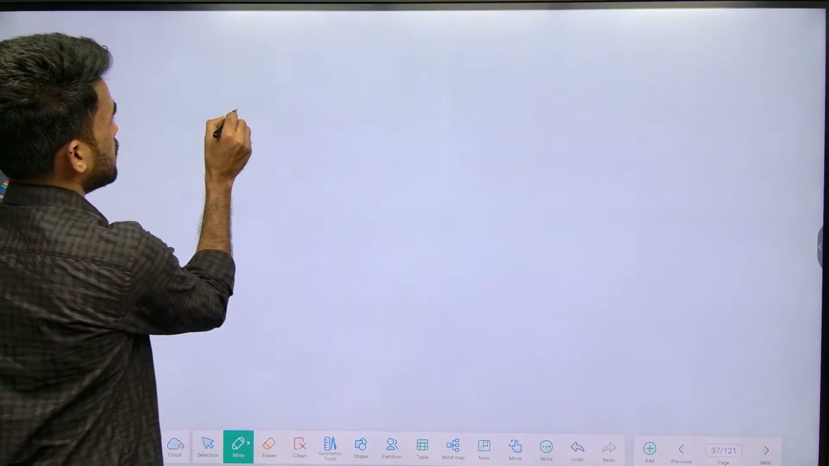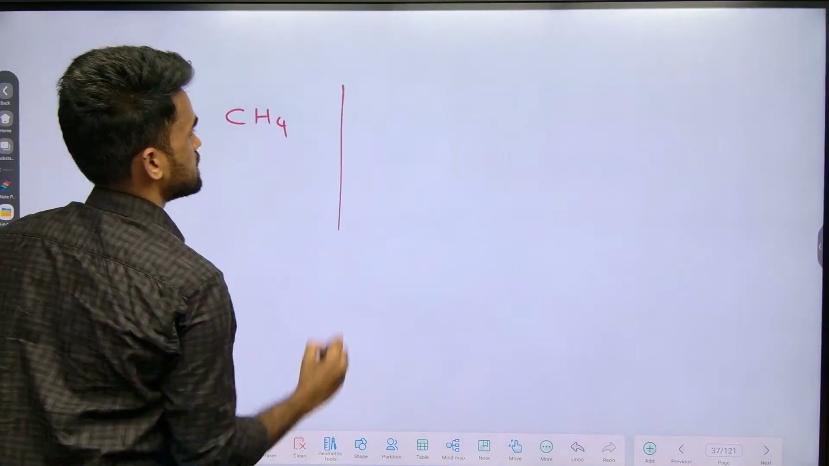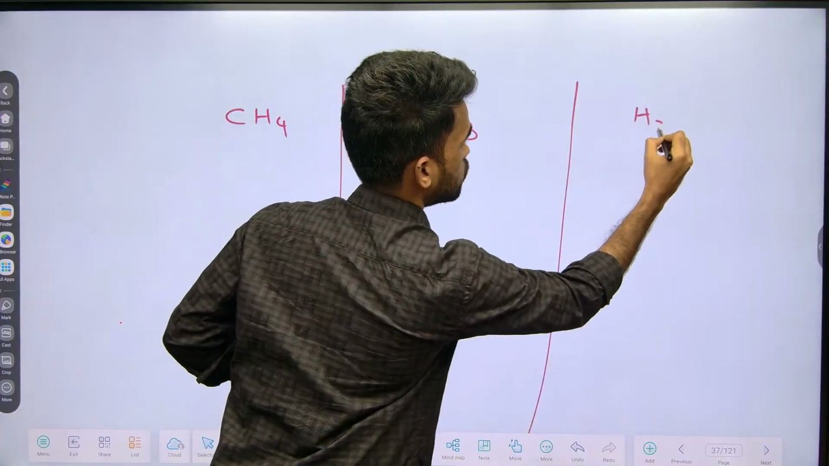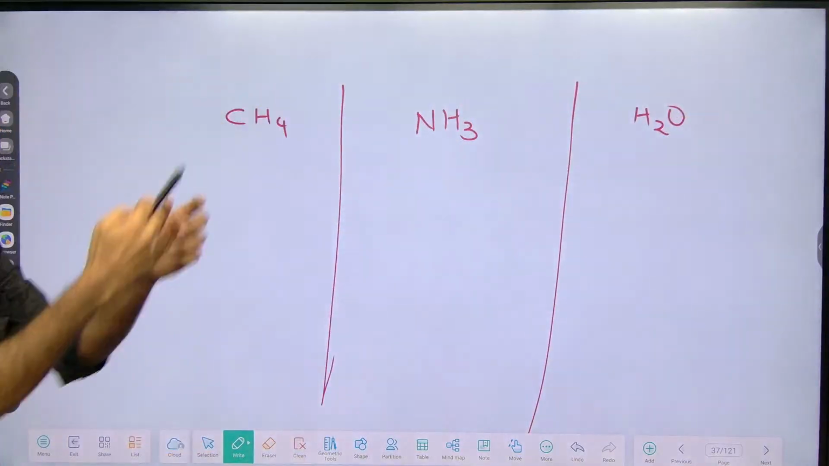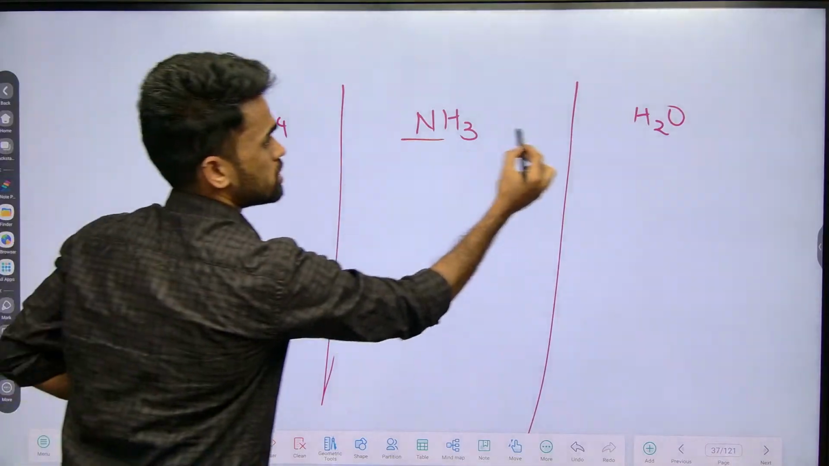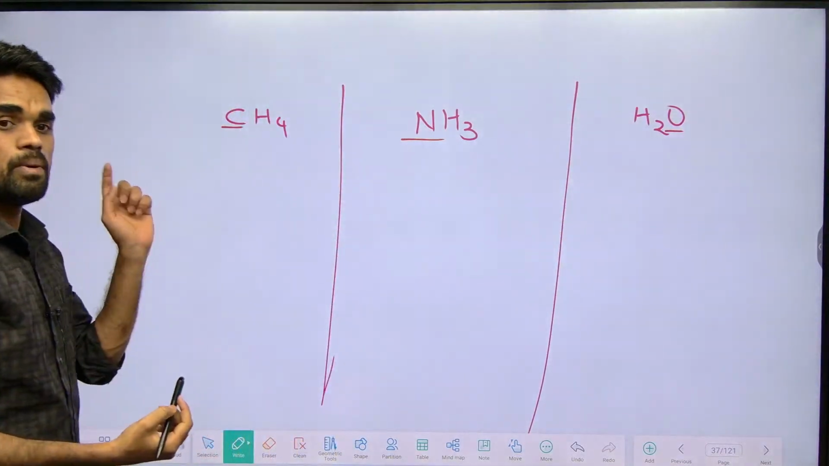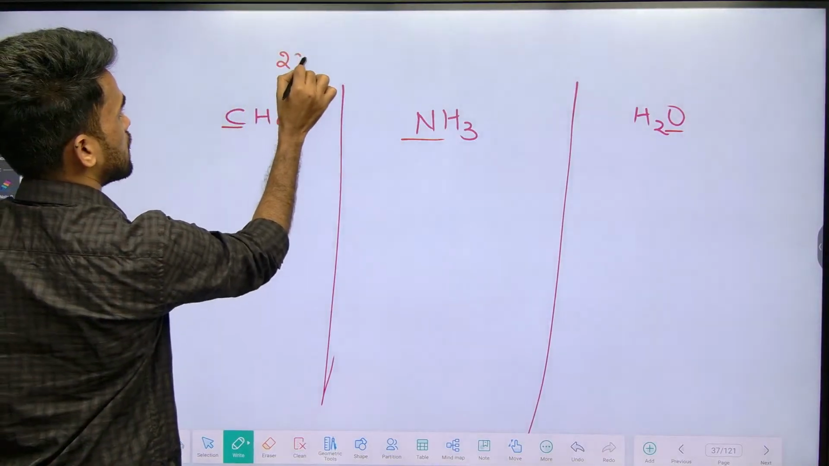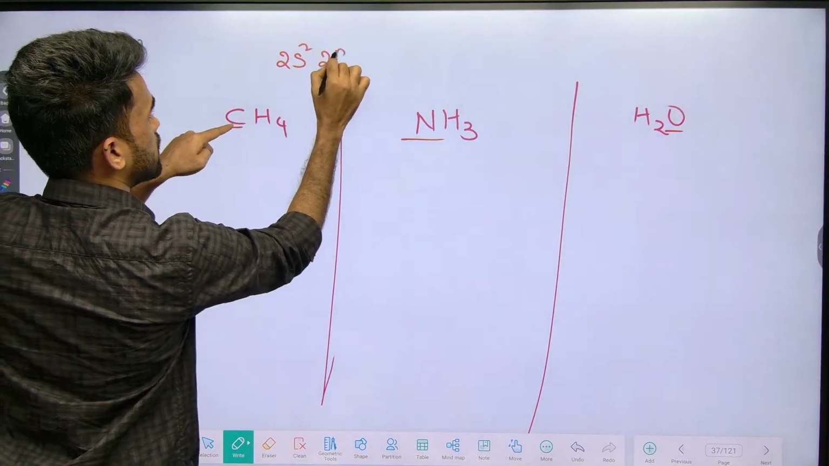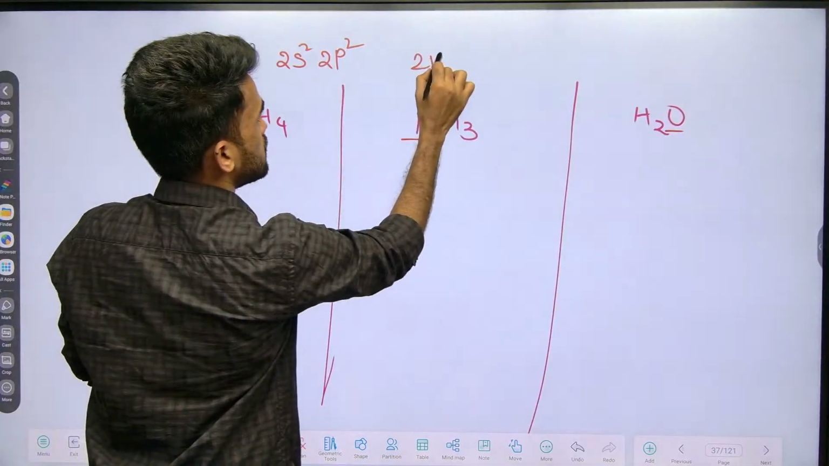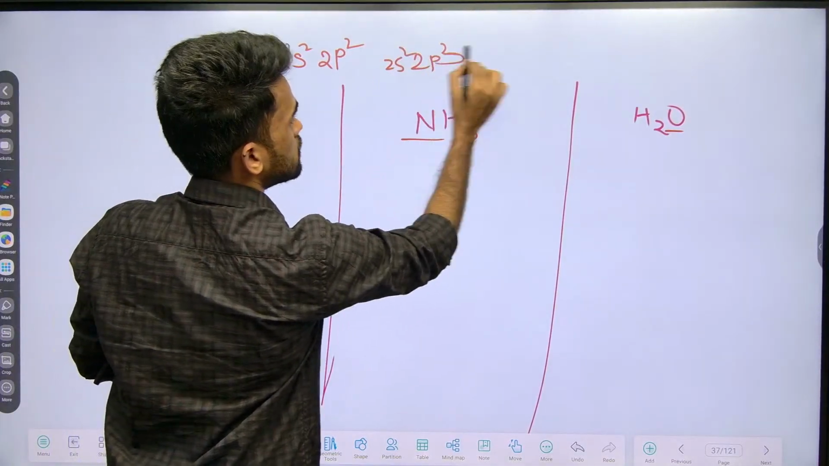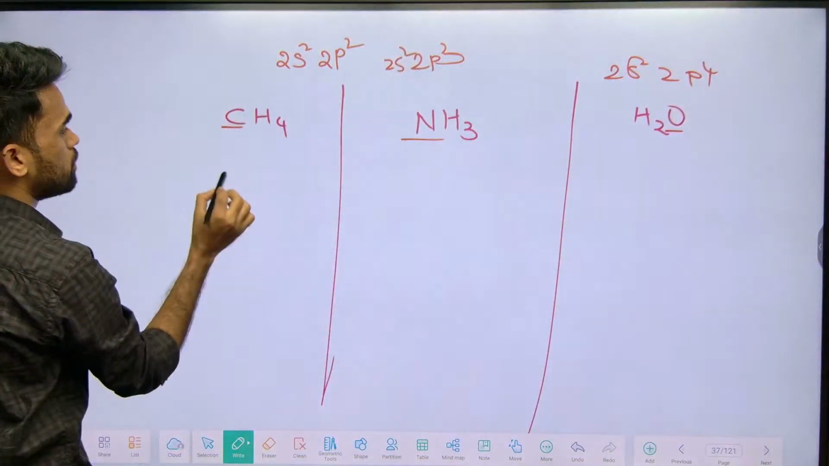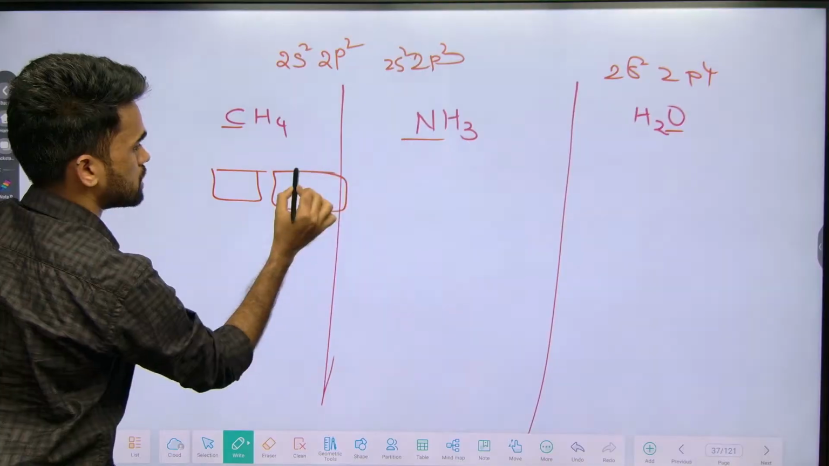okay, see, we'll take methane. Yesterday I did this, but anyways, you just follow me again now. I don't know whether you followed yesterday or not, but try to do it now. See, carbon, nitrogen, oxygen are the central atoms, belonging to second period elements. So second period elements have 2s2, 2p2 electronic configuration. This is 2p3, 2s2, 2p3, here 2s2, 2p4. Okay, now if you write the orbital representation, you are going to represent it like this.